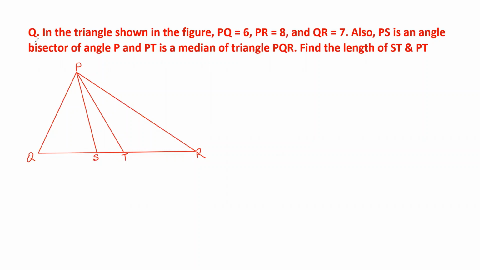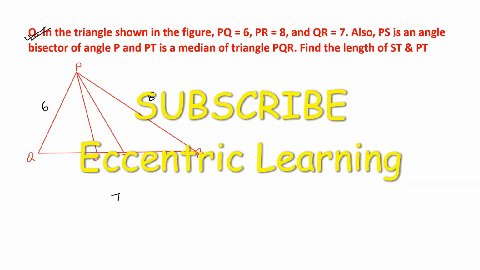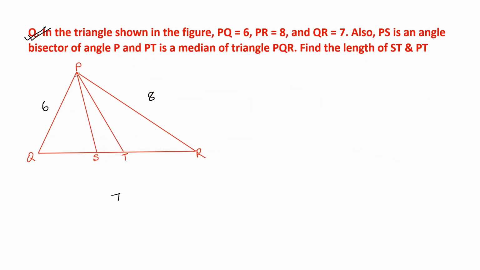Now, let us see one question based on Apollonius theorem and angular bisector theorem. So, we have been given a triangle PQR where the length of PQ is 6 units, the length of PR is 8 units, and the length of QR is 7 units. Also, it has been given that PS is an angle bisector of angle P. So this PS is the angular bisector for angle P.